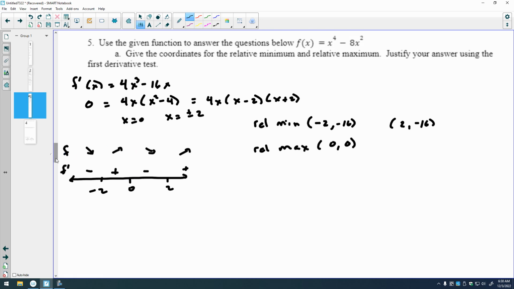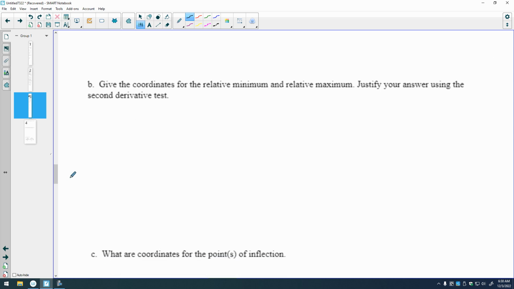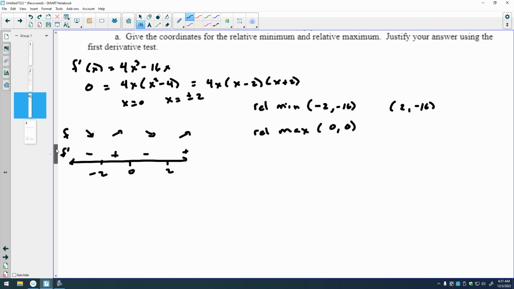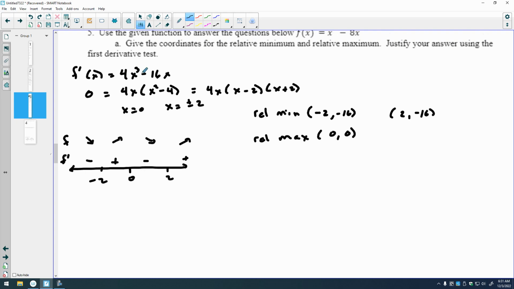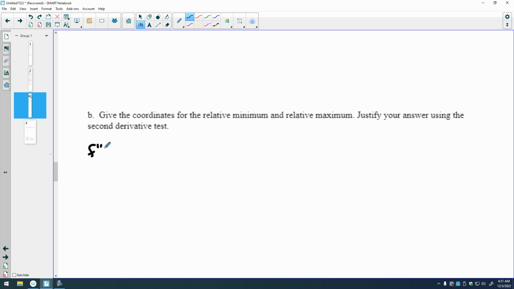All right, question 6. Nope, question 5b. Same question. Give the coordinates for relative minimax, but this time we're using second derivative test. So I already know my critical values are at 0, negative 2, and positive 2. But now I need the second derivative. Second derivative, 12x squared minus 16. All right, second derivative test says we need to check concavity at those critical values.